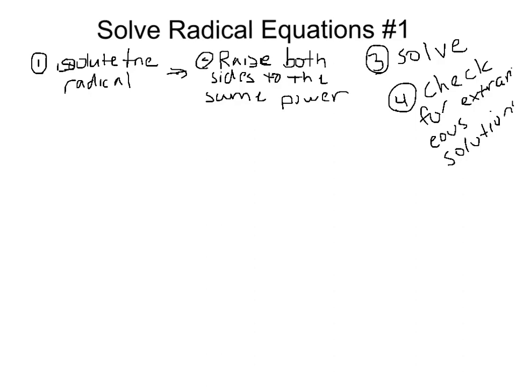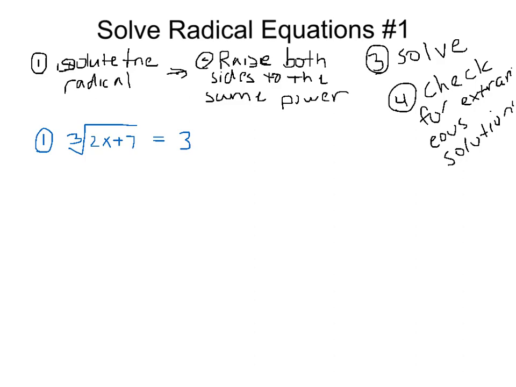So the first example we're going to do, so you can see how all these things work together. If we have the cube root of 2x plus 7 equals 3, the first step is to isolate the radical. If you notice, we have the cube root of 2x plus 7. There's nothing else over there with the cube root, so it's isolated.